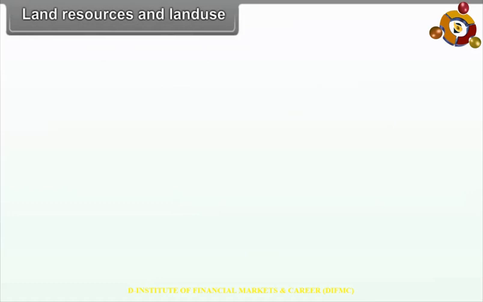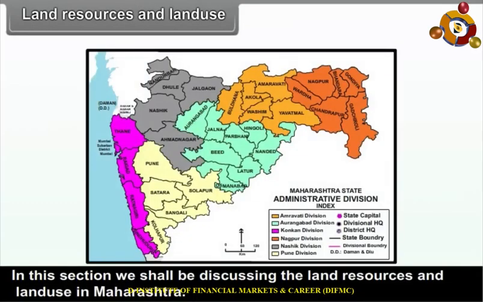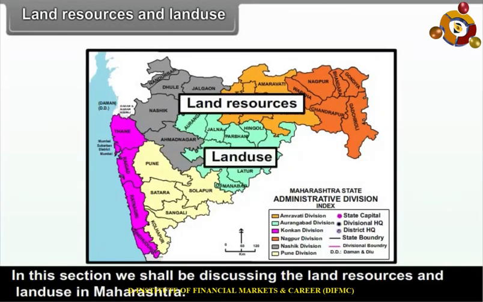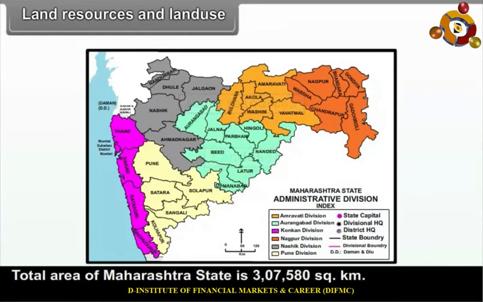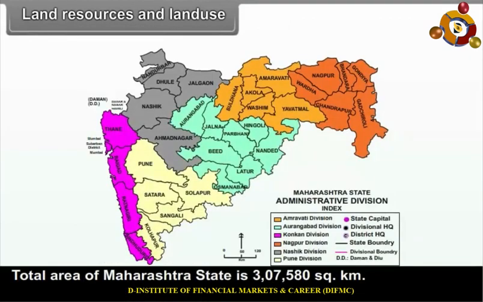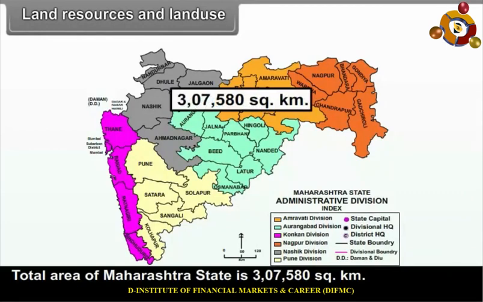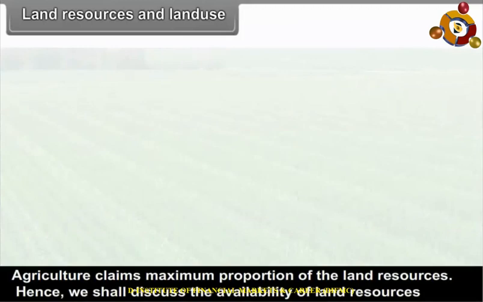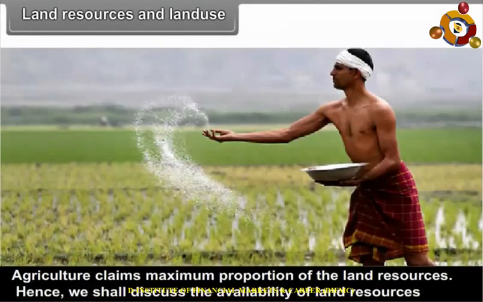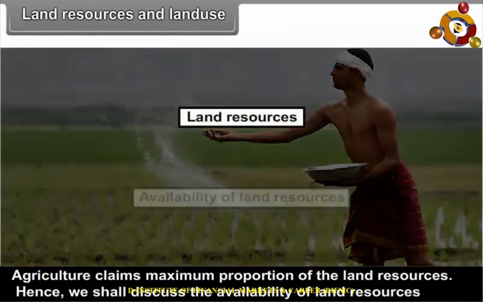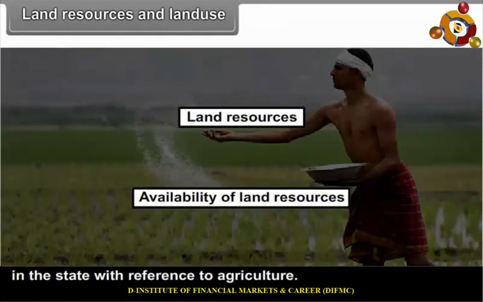Land resources and land use. In this section, we shall be discussing the land resources and land use in Maharashtra. Total area of Maharashtra state is 3,07,580 square kilometers. Agriculture claims maximum proportion of the land resources. Hence, we shall discuss the availability of land resources in the state with reference to agriculture.